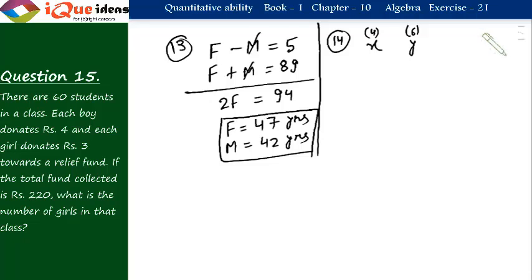Alright. And he said the number of boundaries hit by a cricketer is 3 times the number of sixes hit. Okay. So X is equal to 3Y is the first equation.